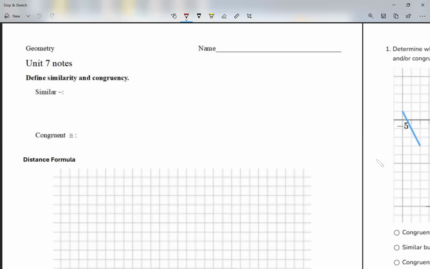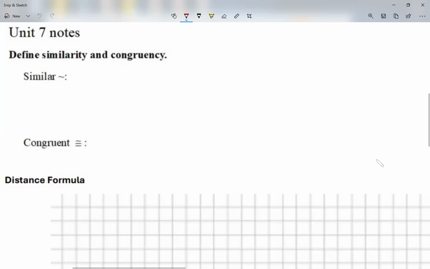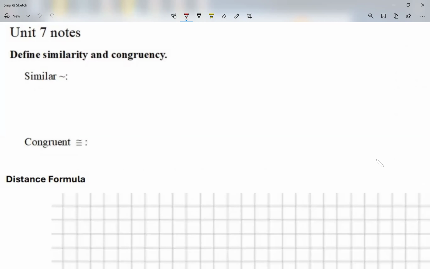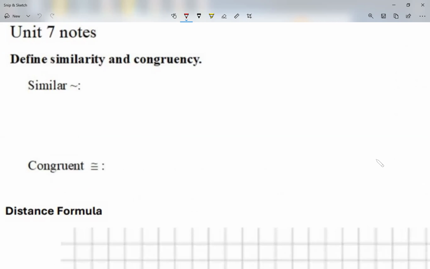Okay, for unit 7, we're going to start with similarity. Let me first define what similarity is, and what congruency is. We talked about congruency before. Remember, for congruent, the symbol was like an equal sign with a wiggly thing on top. Now for similar, it's just going to be the wiggly thing on top. Okay, so there's something that is going to be about the same on both.